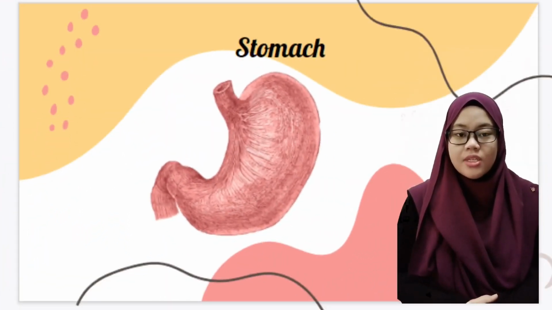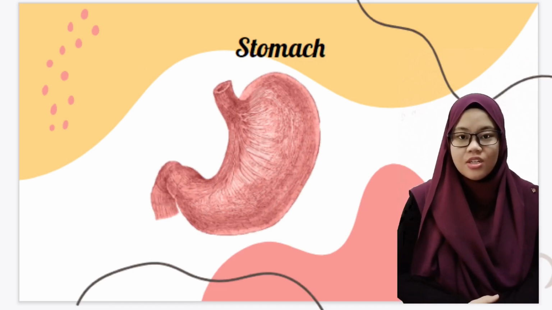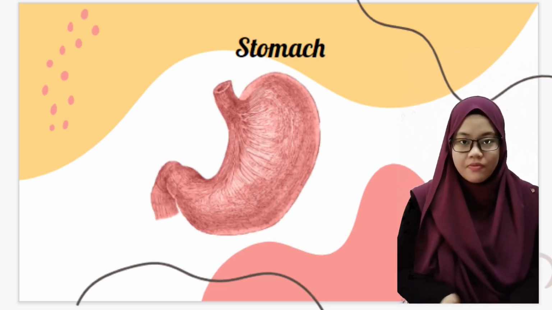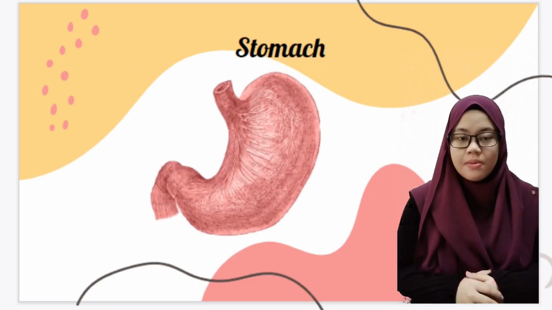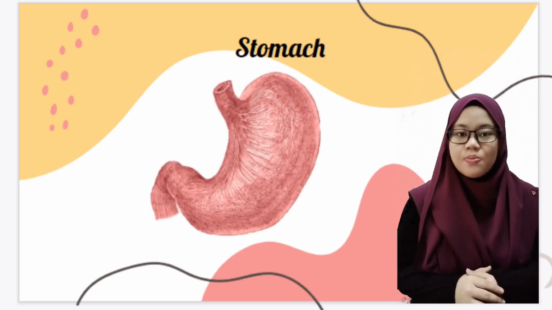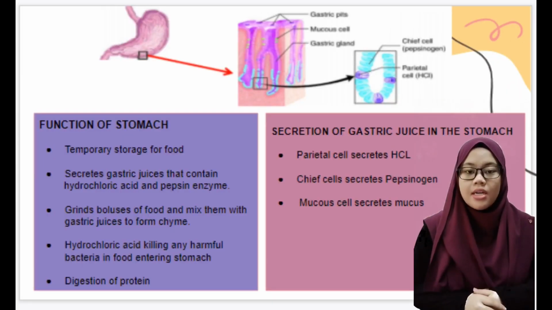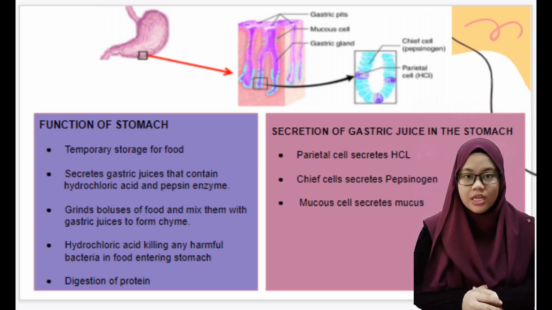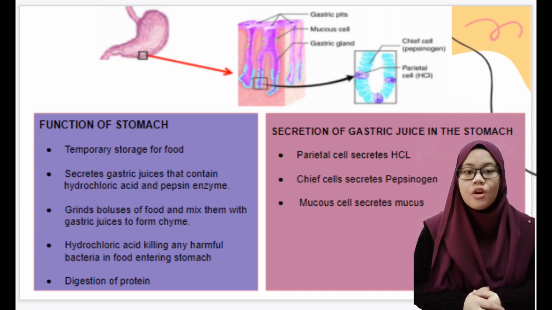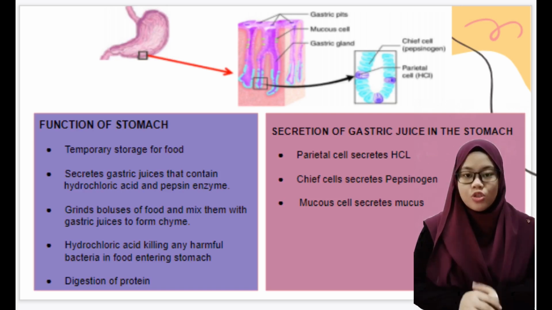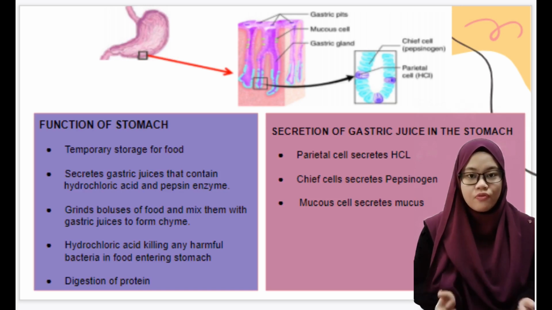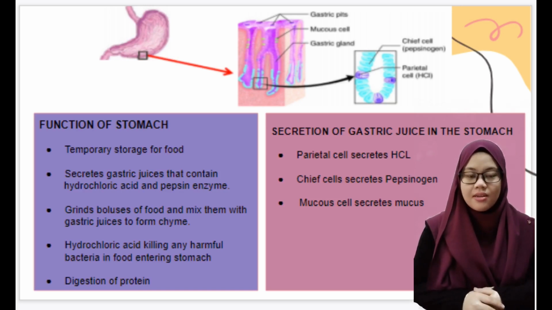Before I proceed with the explanation about the digestion of apple in the stomach, let me first explain about the function of the stomach and how the gastric juices are produced. So, the stomach acts as a temporary storage for large quantities of food before it is passed into the small intestine. It can easily hold 1.5 liters with a maximum holding capacity of about 4 liters, and it takes about 2 to 4 hours for food to move from the stomach to the small intestine.